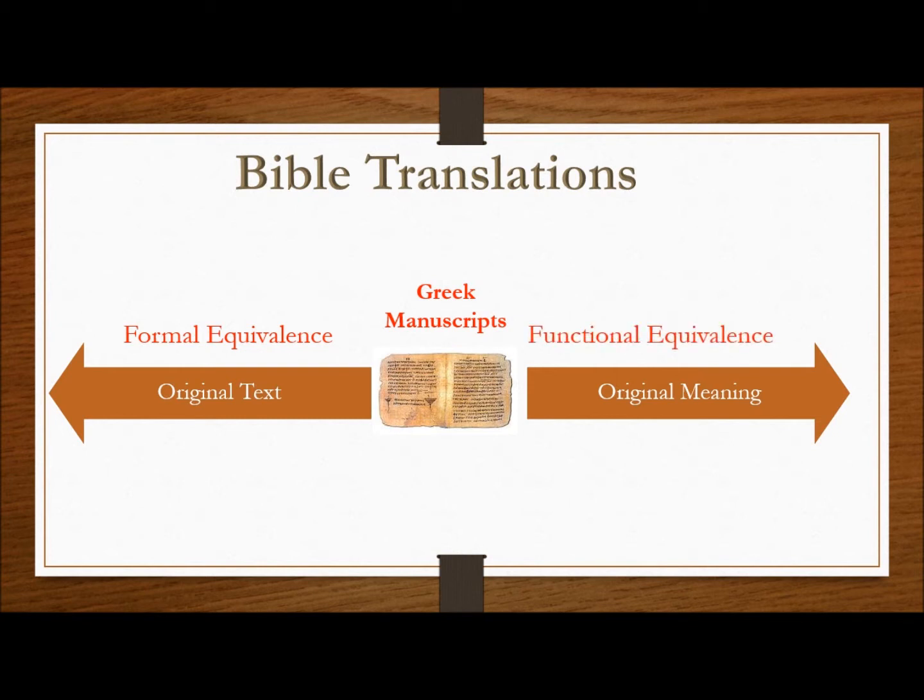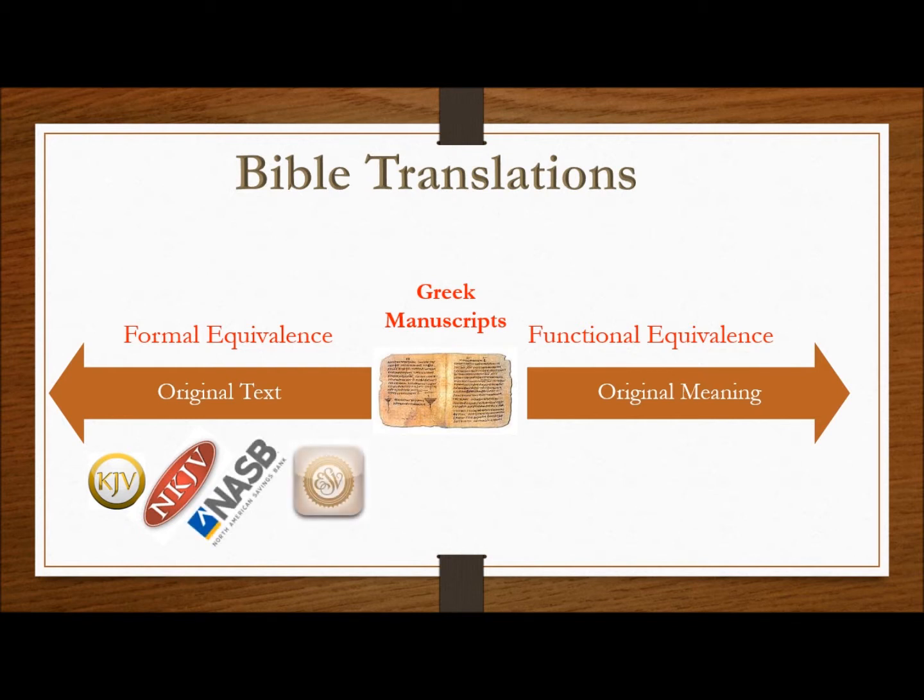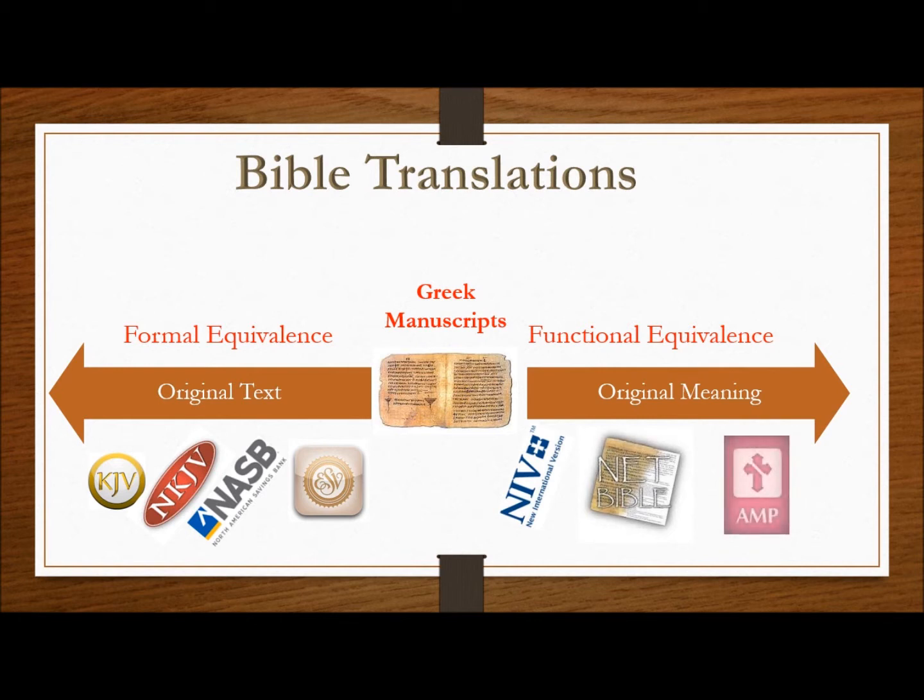The more formal equivalent translations are the King James Version, the New King James Version, the NASB, and the English Standard Version. The more functional equivalence translations are the New International Version, or the NIV, the NET Bible, and the Amplified Bible. Now, all of the existing translations fall somewhere along this spectrum. It is a continuum, so there are translations that tend to operate somewhere in the middle, and there are extremes that lie on the outskirts of this spectrum.